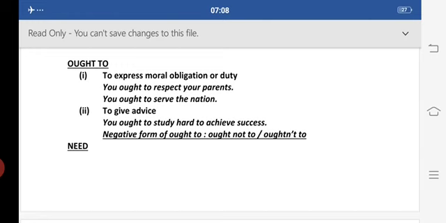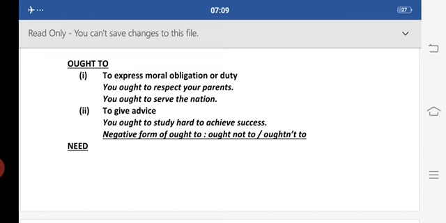Now ought to, as you all know, conveys that it would be the right thing to do, with a sense of moral duty, right? It does not show any compulsion. It is something which is our moral duty. It does not have any past form, only used with reference to the present and future. Now to express an obligation or an expectation that someone should do something, we use ought to. For example, you ought to respect your parents, you ought to serve the nation.